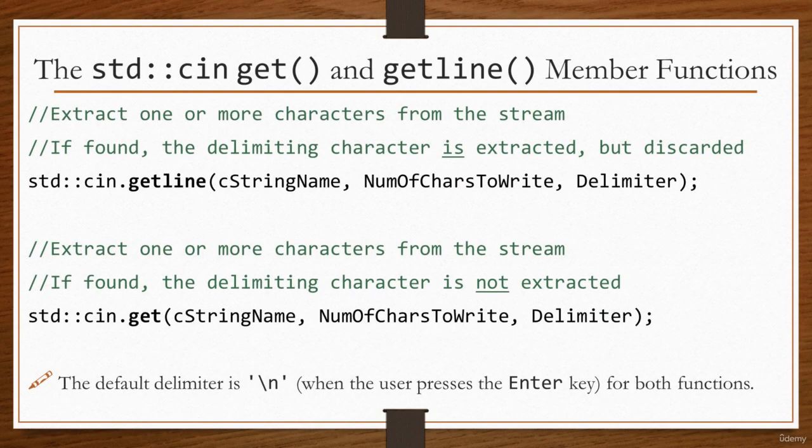Before wrapping up this lecture, I'd like to talk about the difference between the standard cin.get and the cin.getline member functions, that is using C strings. The getline member function is going to extract one or more characters from the stream, and if found the delimiting character is extracted but discarded, but the get member function is going to also extract one or more characters from the stream. But in the case of the get function, the delimiting character is not extracted. So let's look at a few examples on what this means.